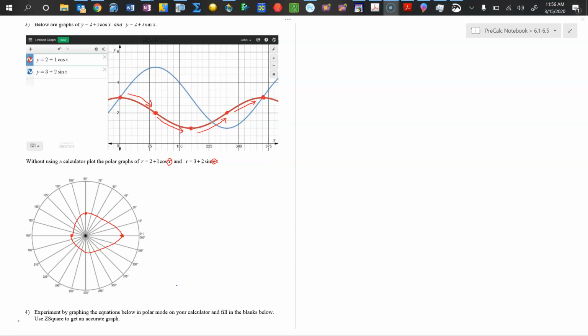The last polar function that we're going to graph is r equal 3 plus 2 sine theta. And just like we always have, we're going to start out with the Cartesian version of that, locate critical values, and then use those to help us graph our polar version. So at theta equal to 0 degrees, r equal 3 plus 2 sine theta is going to be equal to 3. At 90 degrees, it's going to be equal to 5. At 180 degrees, it's going to be equal to 3. At 270 degrees, it's going to be equal to 1. And at 360 degrees, we will be back at 3.